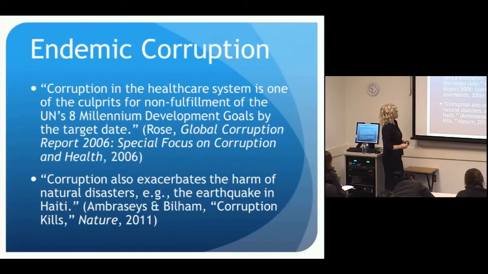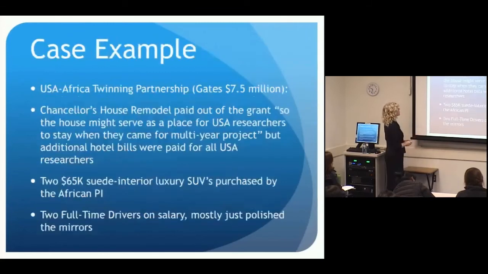And corruption in the healthcare system is one of the culprits for non-fulfillment of the UN's 8 Millennium Development Goals by the target date, as statistics have also reported. It also exacerbates the harm of natural disasters like the earthquake in Haiti, which makes sense. All that money is being siphoned off for advancing corrupt goals, or not the goals. And again, a case example, and I won't identify the institution for their own protection.